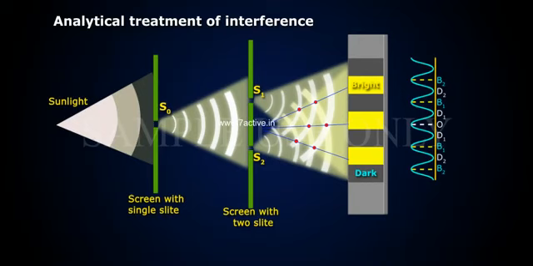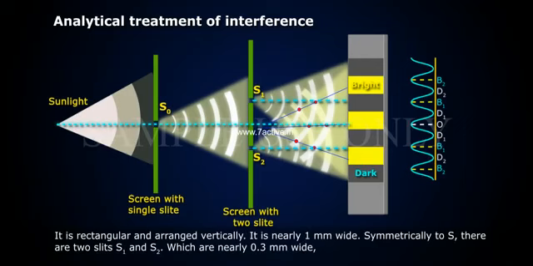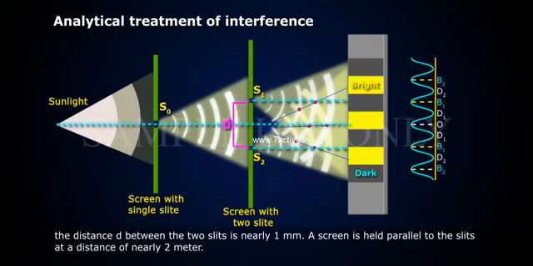Analytical treatment of interference. In the experimental setup, we use a sodium source of light. It gives an intensely bright golden yellow light. Ahead of this source of light, we have a single slit. It is rectangular and arranged vertically. It is nearly 1 mm wide, symmetrically placed to S. There are two slits, S1 and S2, which are nearly 0.3 mm wide. The distance D between the two slits is nearly 1 mm.